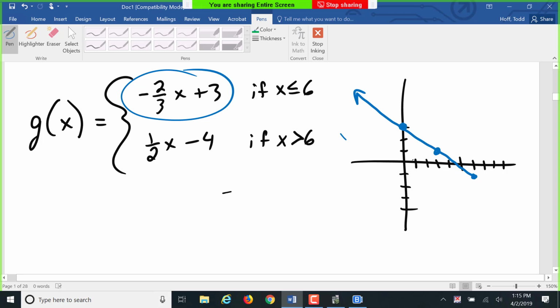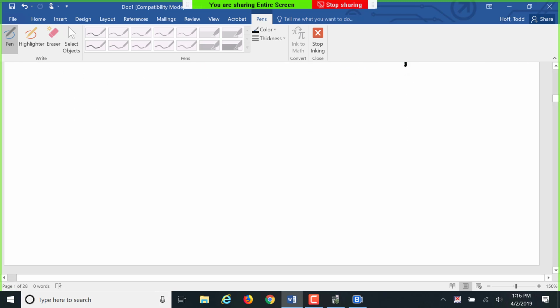And the green piece, 1/2 x minus 4, where does that start? (0, -4) is our y-intercept, and from there it goes up 1 over 2, and I'm going to keep going. Up 1 over 2, up 1 over 2, right to there. So that line goes in that direction, just like that. Any questions on graphing those? We're going to have you work on one more, and then we're going to move on to the next portion of this topic.